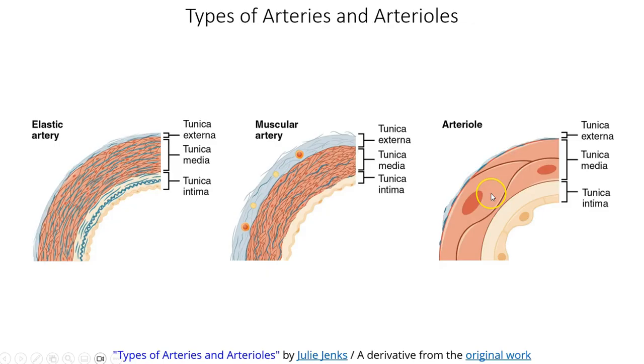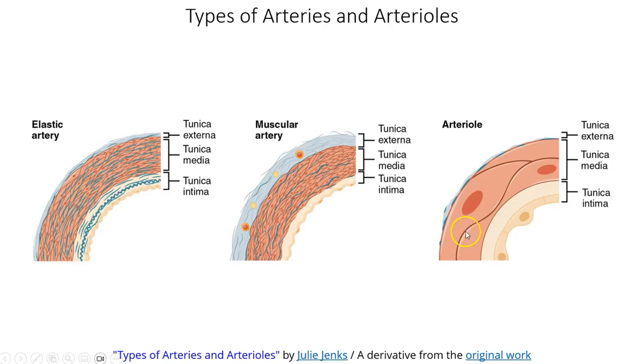Arterioles are going to be the smallest type of arteries. These are going to lead into capillaries. They've got the same 3 layers as the other types of arteries do. But as you can see, that tunica externa is very, very thin. And the other layers are going to get a little bit thicker, but are still pretty thin in comparison to the other types of vessels, because these are going to be much smaller vessels.